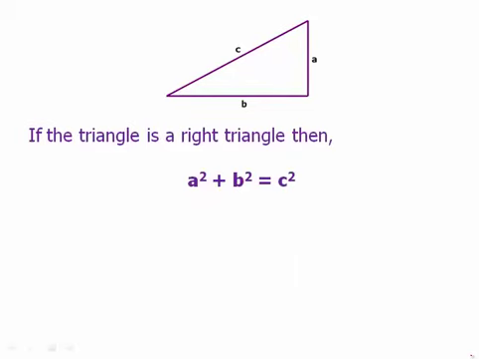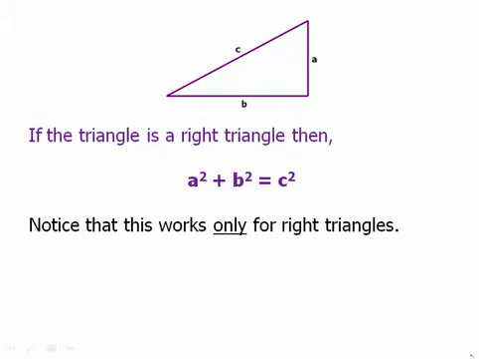So here's the amazing theorem. If the triangle is a right triangle, then a squared plus b squared equals c squared. Notice this works only for right triangles. If the triangle is not right, if the angle is close to being right, for example, if the angle is 89.99 instead of 90, then this theorem does not work.